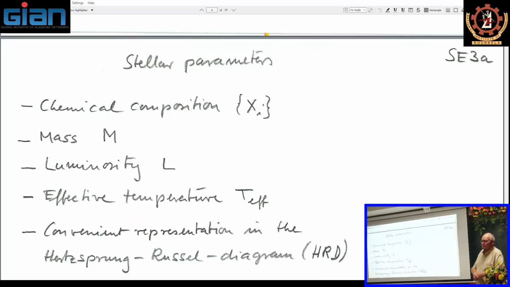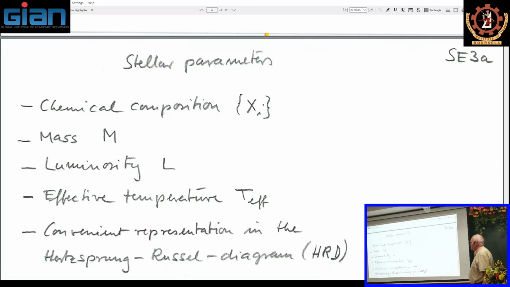This means that the luminosity should be proportional to the surface of the photosphere, which is its radius squared. And therefore, the luminosity has to be proportional to radius squared times the effective temperature to the power 4.